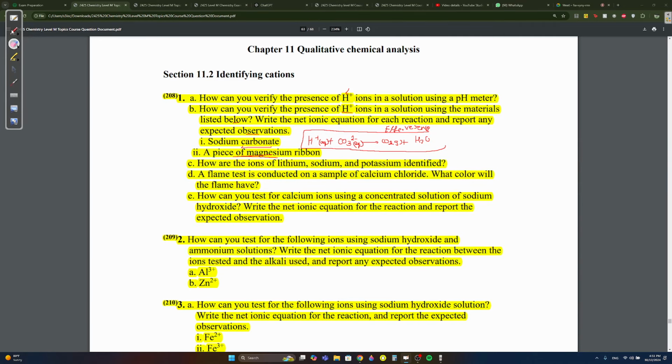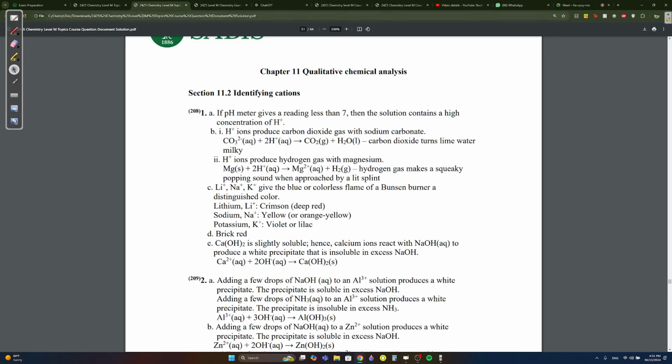With the magnesium ribbon, it will produce hydrogen gas. And how can you test that there's hydrogen? How do you test for hydrogen gas? If you light it and approach it, it will produce a pop sound. Pop, pop, pop.